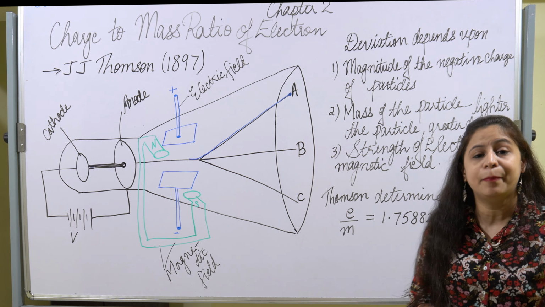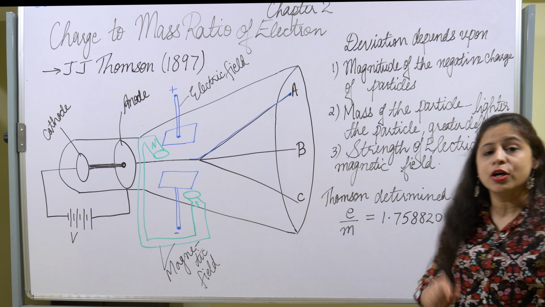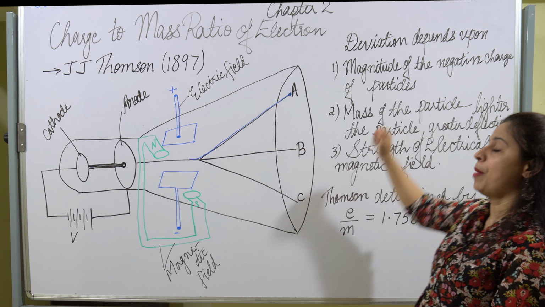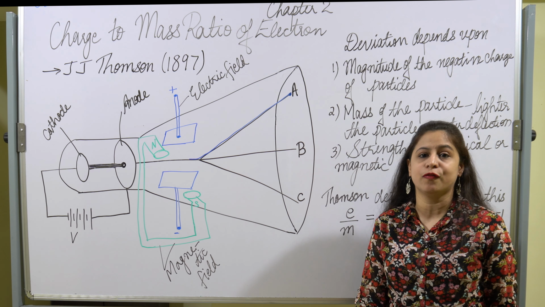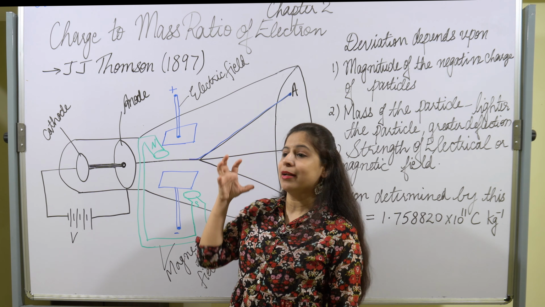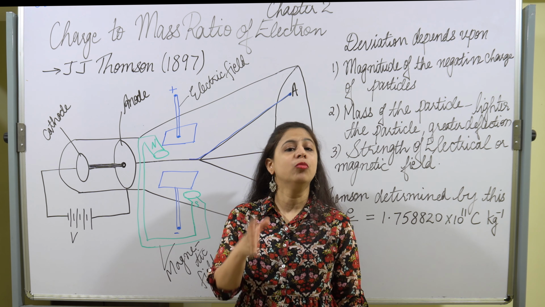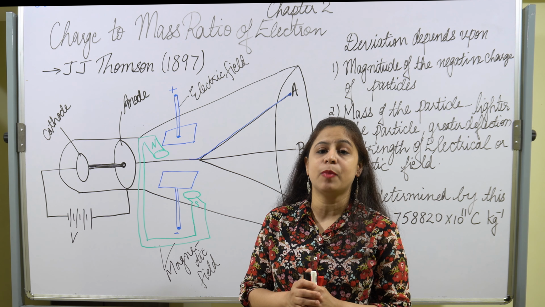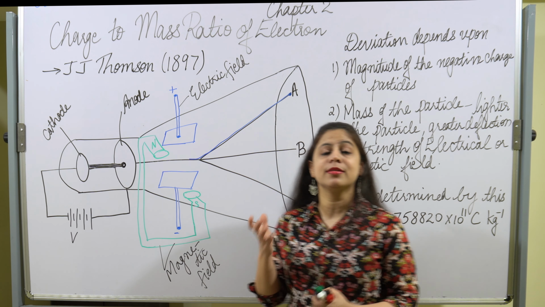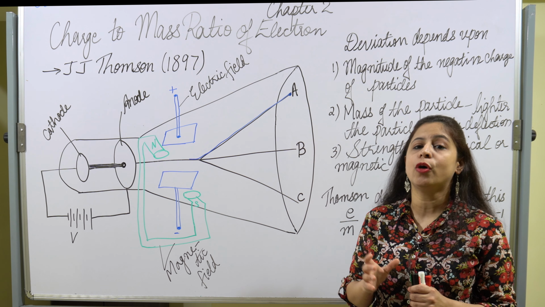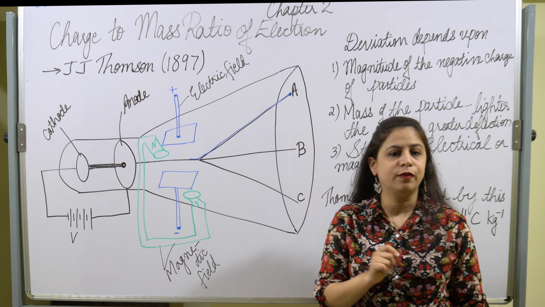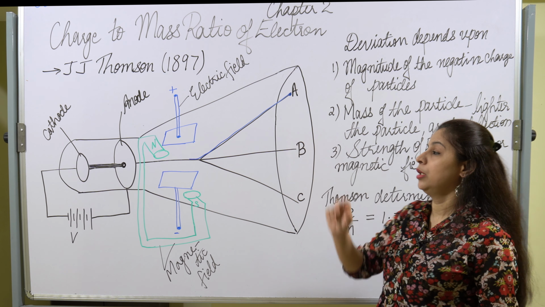The first factor on which it depends is the magnitude of the negative charge of particles. As the magnitude of the negative charge of particles is more, more is the deflection. If the magnitude of the negative charge of particles is less, less is the deflection. It is directly proportional to the deflection.